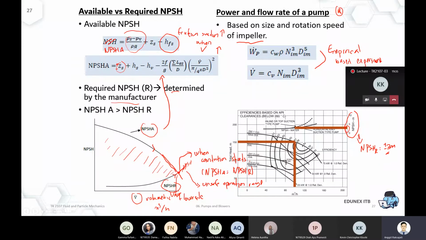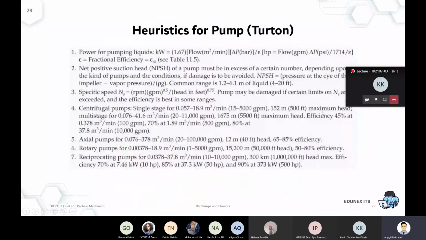So you just have to accept it's empirical, based on experiment. The power of the pump will be proportional, in the first order, with the density, with the coefficient of the pump itself, and then N is the RPM, the rotation of the impeller. D, of course, is the diameter of the impeller. Okay, any questions so far? Okay, if there is no question, I will continue.